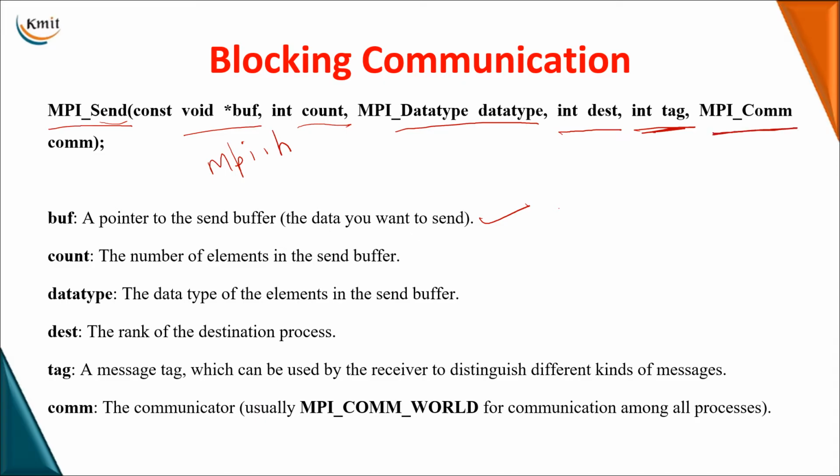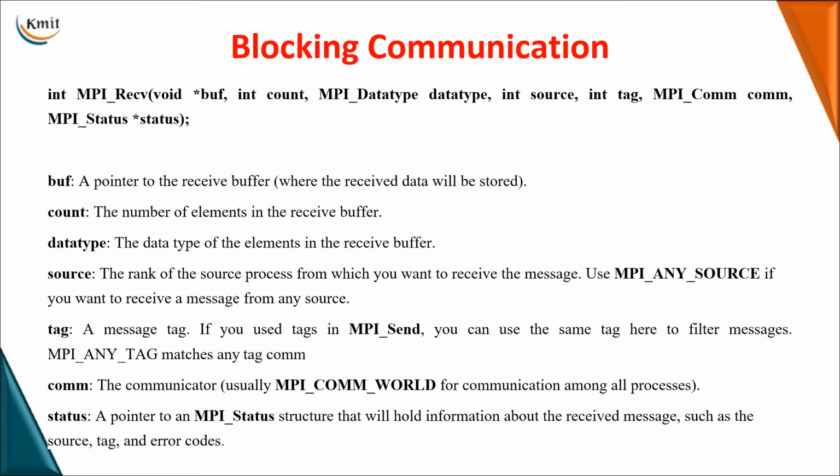When you go for communicator, we use a default one, MPI_COMM_WORLD. So instead of this MPI_Comm, we can just write MPI_COMM_WORLD. It indicates the communicating processes. Similarly, when you go for blocking communication, after you send, you have to even receive your data, right?